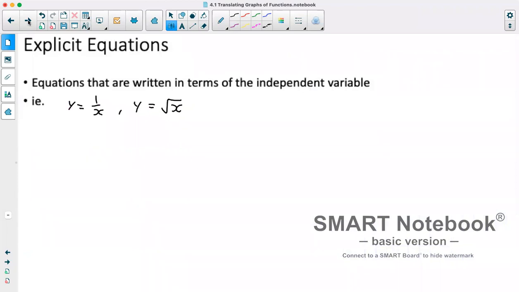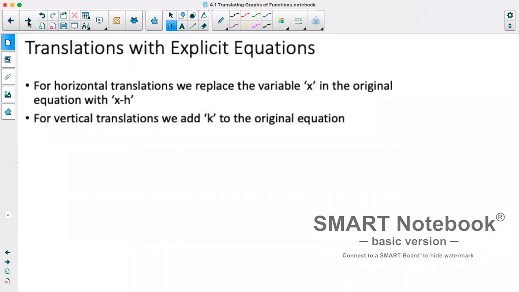Okay, so that's explicit equations. Equations are written in terms of our independent variable, and most of the time our independent variable is going to be x. In other words, equations where we have our actual x in them with some sort of mathematical operation like division, roots or exponents. Okay, so translations with explicit equations.